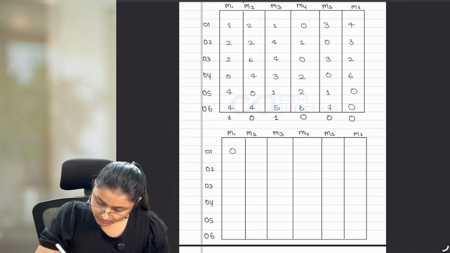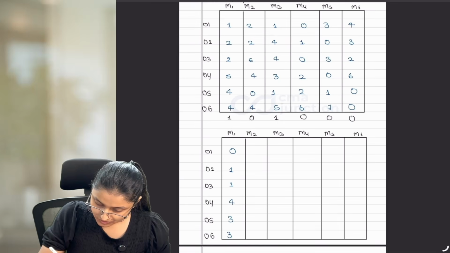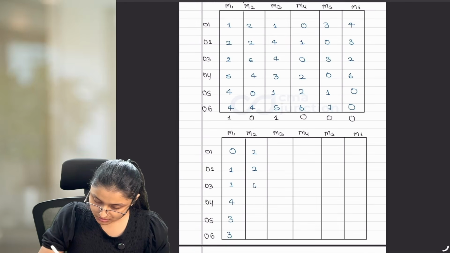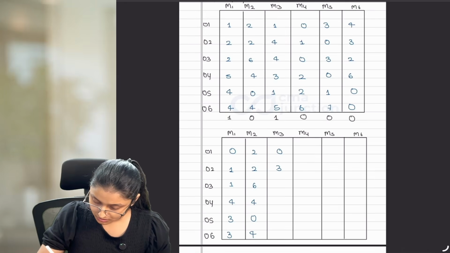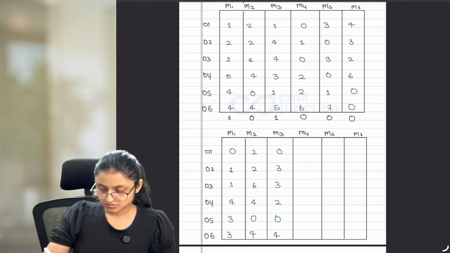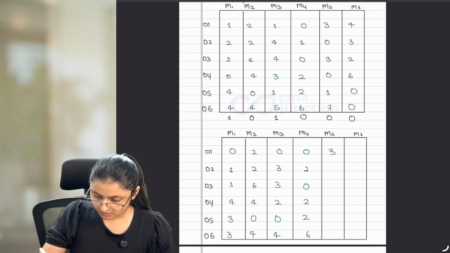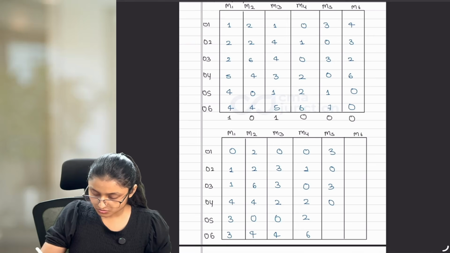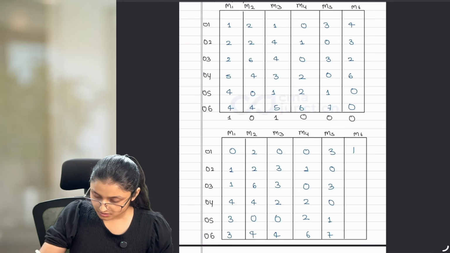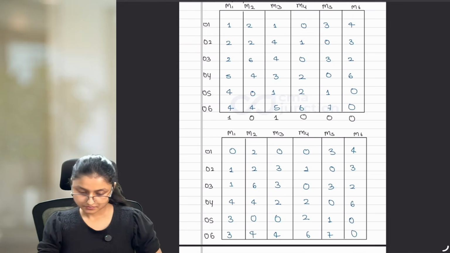1 minus 1 is 0, 2 minus 1, 1, 5 minus 1, 4, 4 minus 1, 3, 4 minus 1, 3. Then we have 0. So every value will remain as it is, 2, 2, 6, 4, 0, 4. Next, 0, 3, 3, 2, 0, 4. Now, 0, 1, 0, 2, 2, 6, 3, 0, 3, 0, 1, 7, and last 4, 3, 2, 6, 0, 0. Okay?